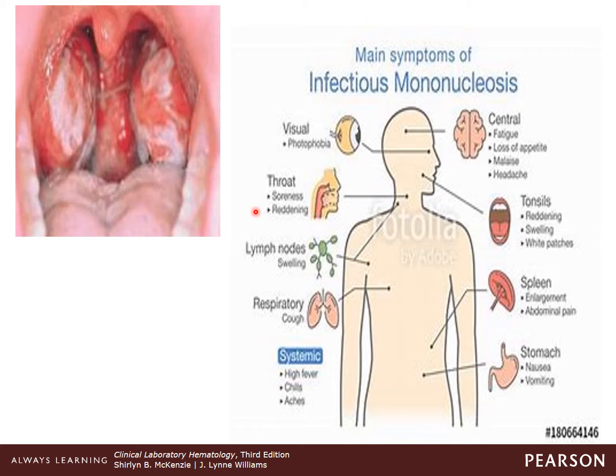Usually children under 10 will be asymptomatic, with reactive lymphocytes and increased C-reactive protein. Anyone over the age of 10 may have liver enzyme involvement too, and an enlarged spleen and liver.